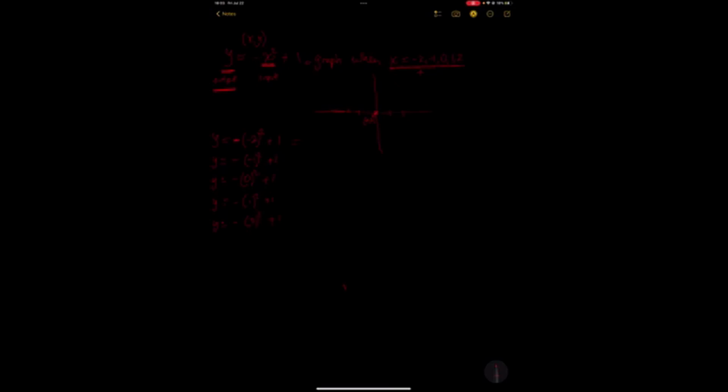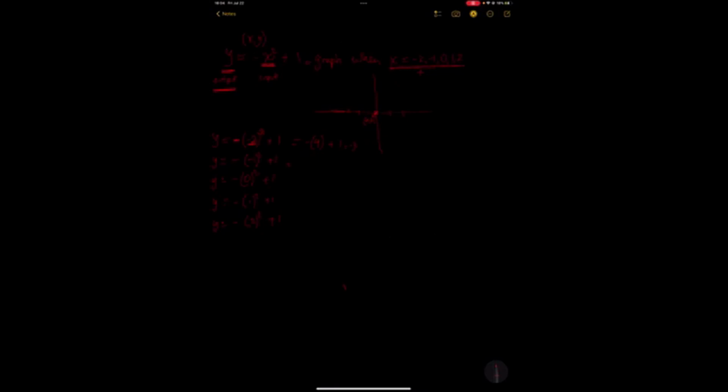Well, what would this one equal? You have negative 2 squared. Anytime you square anything, it becomes positive. So negative 2 squared would be 4. Okay? Negative 4 plus 1, and that would equal what? Negative 4 plus 1 is equal to negative 3.